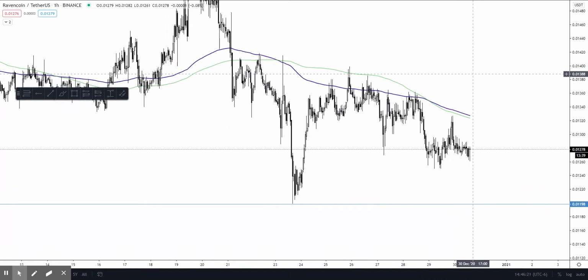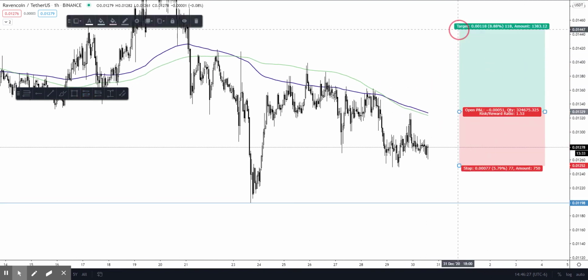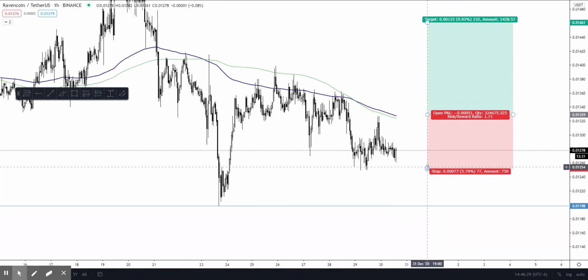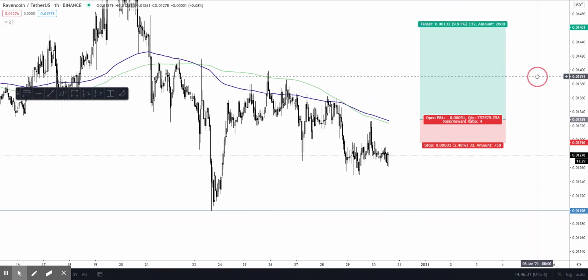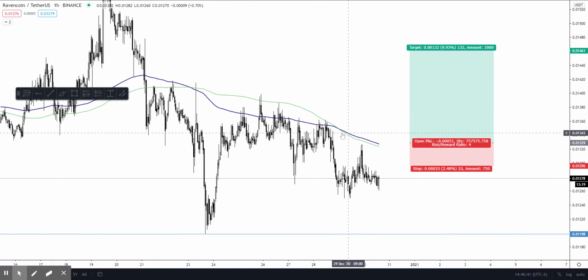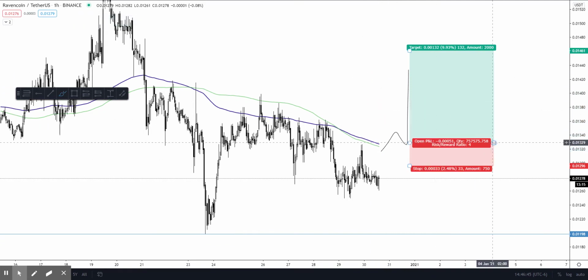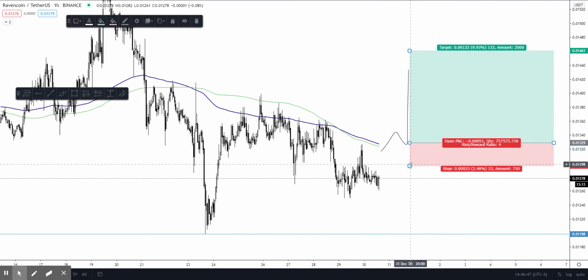So there's no setup here for me. There's nothing that interests me at all whatsoever. The first point of interest is when we reclaim these hourly 200 MAs, and in my opinion, that would be a very significant event, considering we haven't done that. We haven't traded above those MAs for the past 9 days, 10 days. So doing so would make me think I could at least catch some sort of a low time frame scalp.